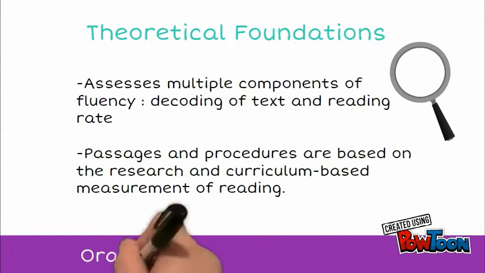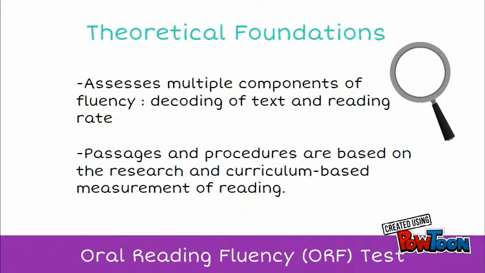The 4 components in fluency should be addressed to get an accurate representation of student progress. They are decoding of text, reading rate, prosody, and mature phrasing of text. The oral reading fluency test measures reading rate and decoding. The passages and procedures are based on the research and curriculum-based measurement of reading.